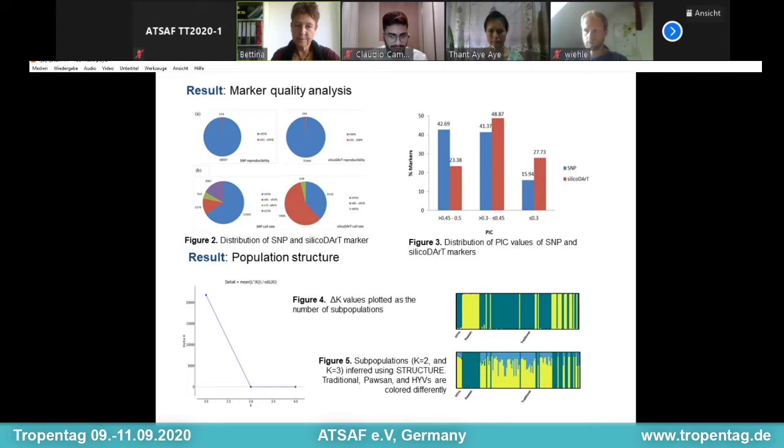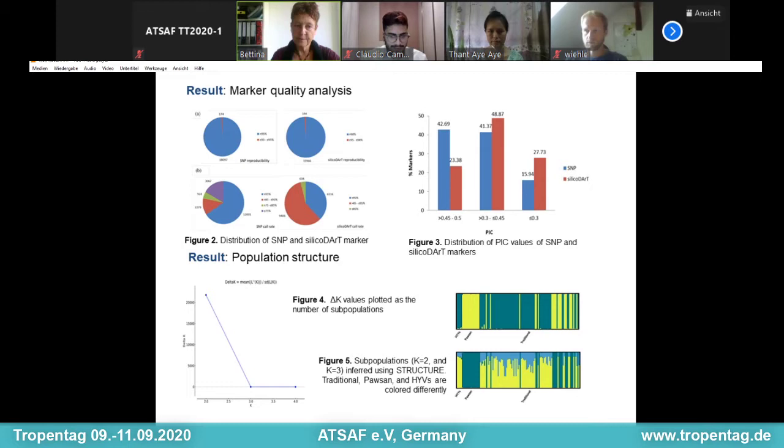According to polymorphism information content, 41% of SNP and 49% of in silico DArT were observed in the PIC class between greater than 0.3 and less than or equal to 0.45. So, based on this marker quality, they were determined to be highly informative markers for genomic analysis. We studied population structure.